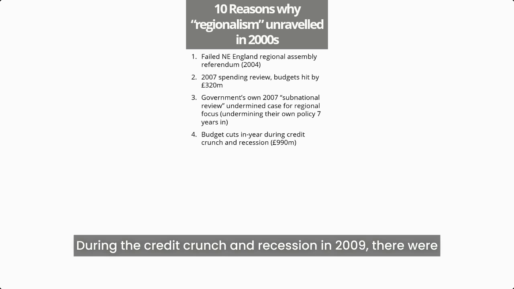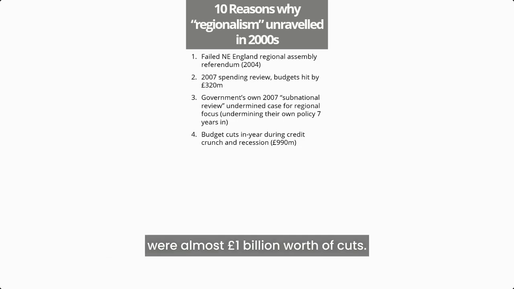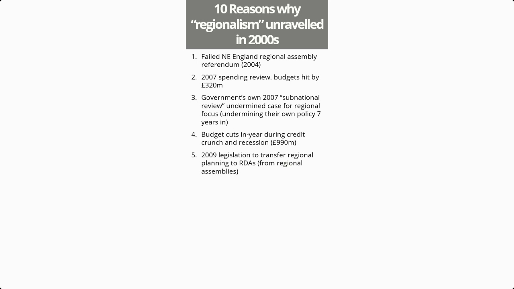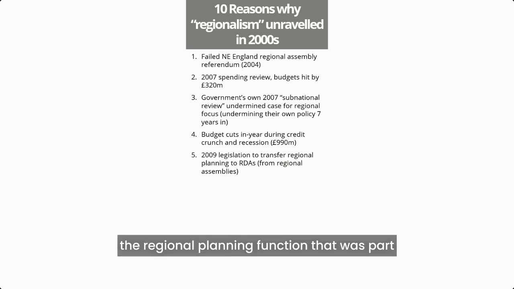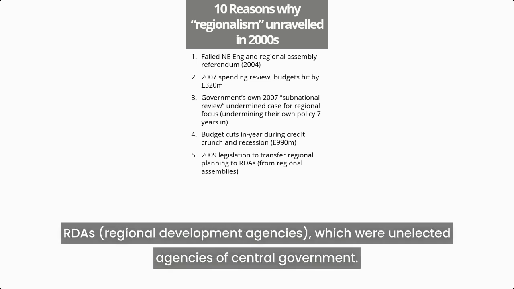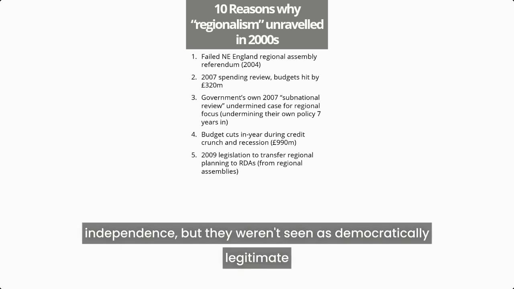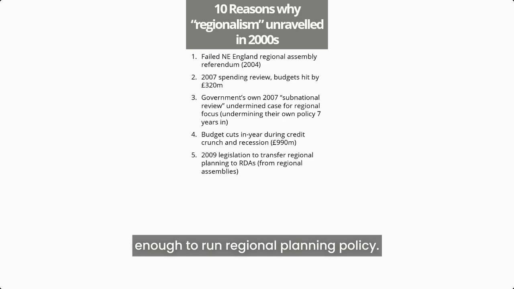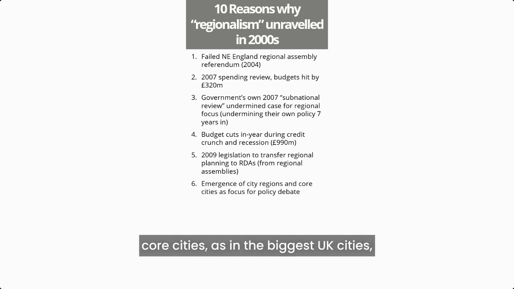During the credit crunch and recession in 2009, there were in-year budget cuts made to RDA budgets, and these were almost £1 billion worth of cuts. In 2009, the regional planning function that was part of these regional assemblies, which were comprised of local authority leaders, there was a proposal to transfer that to RDAs, which were unelected agencies of central government. They did have boards and they had some independence, but they weren't seen as democratically legitimate enough to run regional planning policy. And again, as I said, city regions and core cities, as in the biggest UK cities, became a focus for the policy debate.